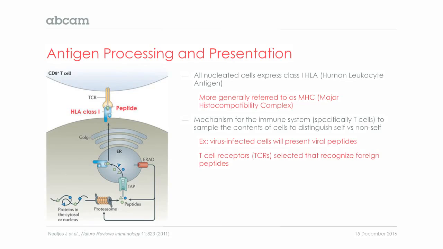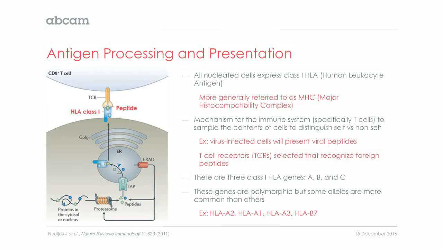So I mentioned this is a mechanism for the immune system to sample the contents of cells. And so, for example, if a cell is infected with a virus, some of the peptides on the cell surface will be viral peptides, and certain T cells that have a T cell receptor or TCR that recognize this foreign peptide will be triggered to kill that virally infected cell, thus clearing the viral infection.